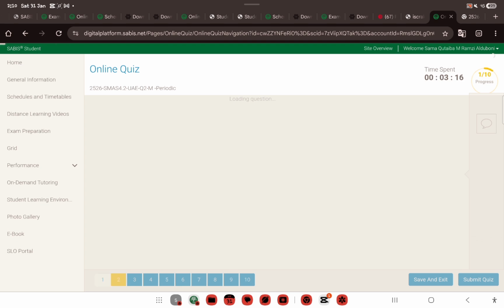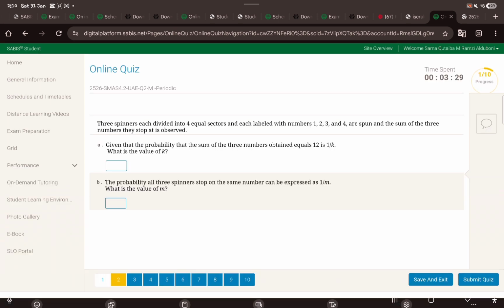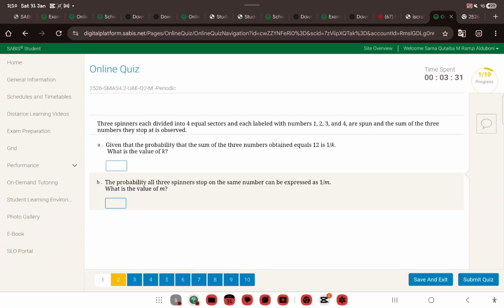Question 2. Three spinners, each divided into 4 equal sectors and each labeled with numbers 1, 2, 3, 4, are spun, and the sum of the 3 numbers they stopped at is observed. We usually are used to 2 spinners and we find the sum. So we usually do 1, 2, 3, 4, 1, 2, 3, 4, and we find the table in between, which are the sums of the two corresponding numbers.